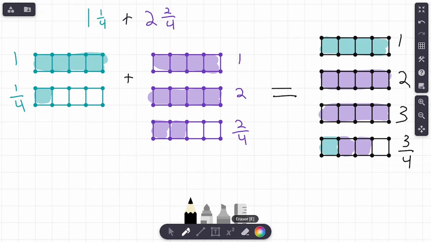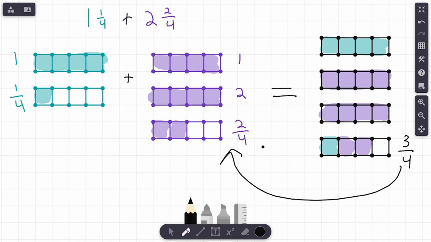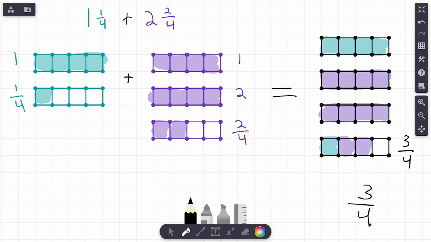I'm going to erase a couple things here. Get rid of this out of the way. Where did we get 3/4 from? Well, look. There's where the purple came from. And then the teal came from the 1/4 here. We added that up and we got 3/4. So here's what it looks like. Here's what the model looks like. But how would we write it? We know that the fraction is 3/4.